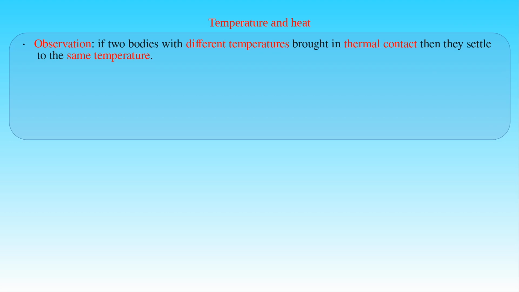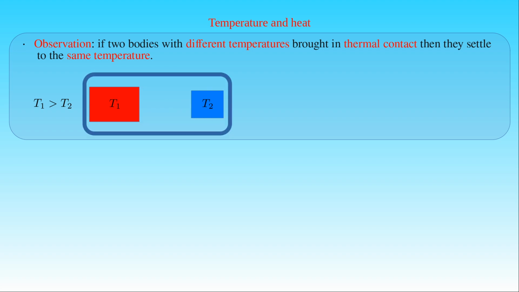If two bodies with different temperatures are brought into thermal contact, then they settle to the same temperature. Let the red square represent a warm body with a temperature T1 and the blue one a cold body with a temperature T2, where T1 is greater than T2. Let us also assume that the two bodies are thermally insulated from their environment, which is represented by the rounded corner rectangle enclosing the symbols of the two bodies. Therefore, these bodies have no thermal contact with their environment or surroundings.